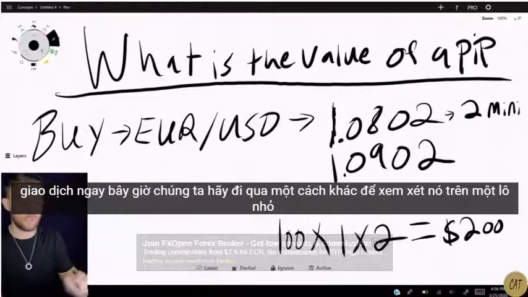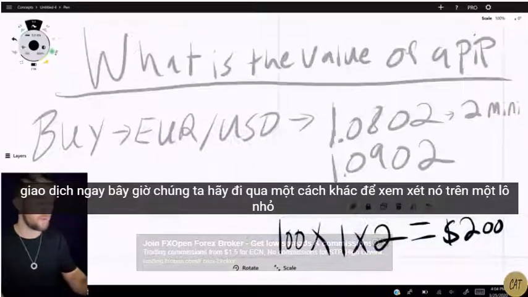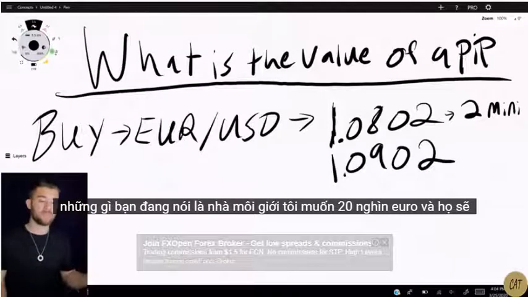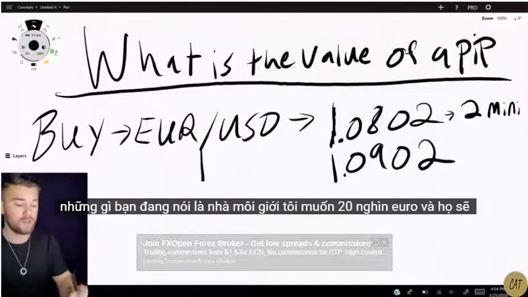Now, let's go through the other way of looking at it on a mini lot as well. What you're saying is, broker, I want 20,000 euros.